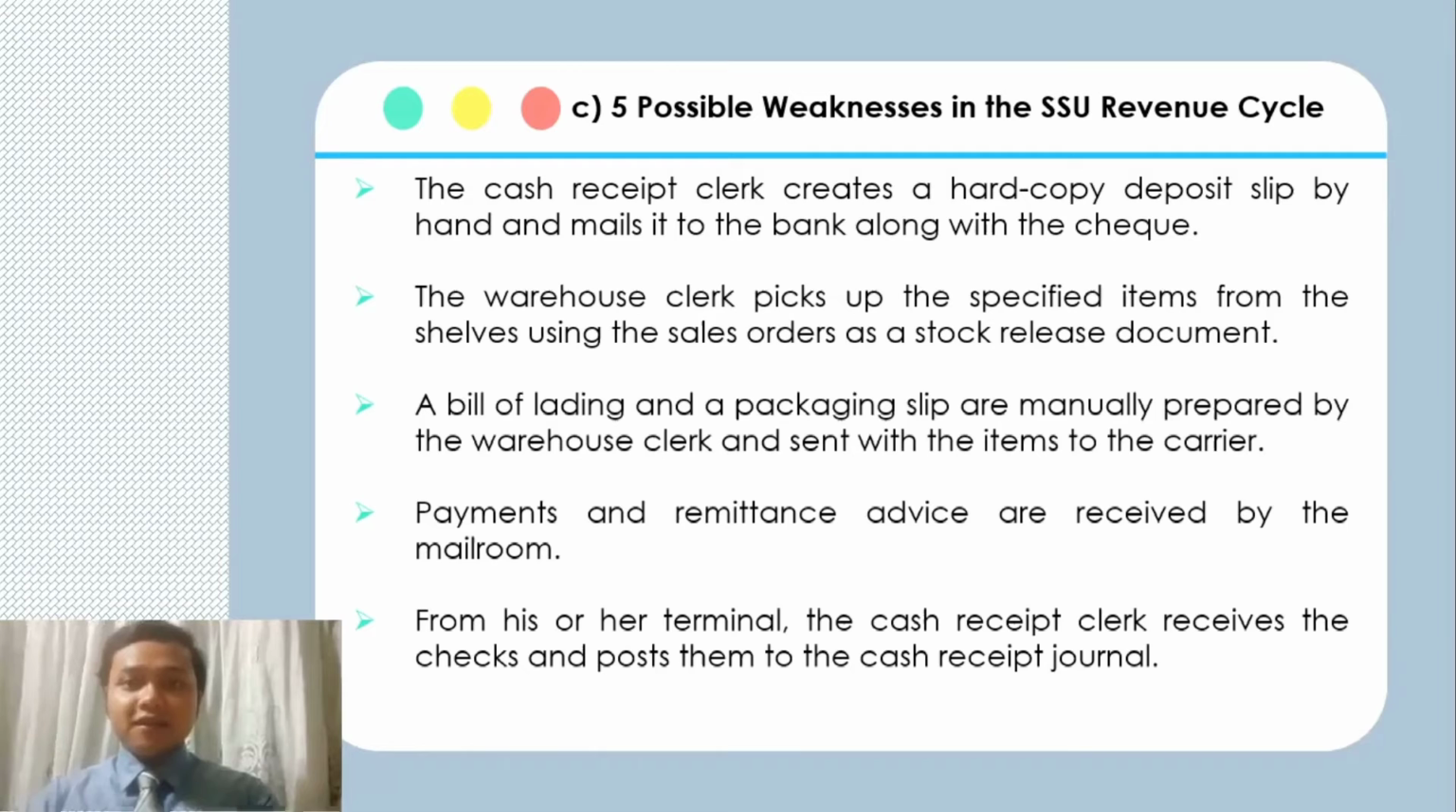Last but not least, from his or her terminal, the cash receipt clerk received the checks and post them to the cash receipt journal. This is incorrect because the clerk did not double check the checks for accuracy and completeness against the remittance list before adding them to the cash receipt diary.